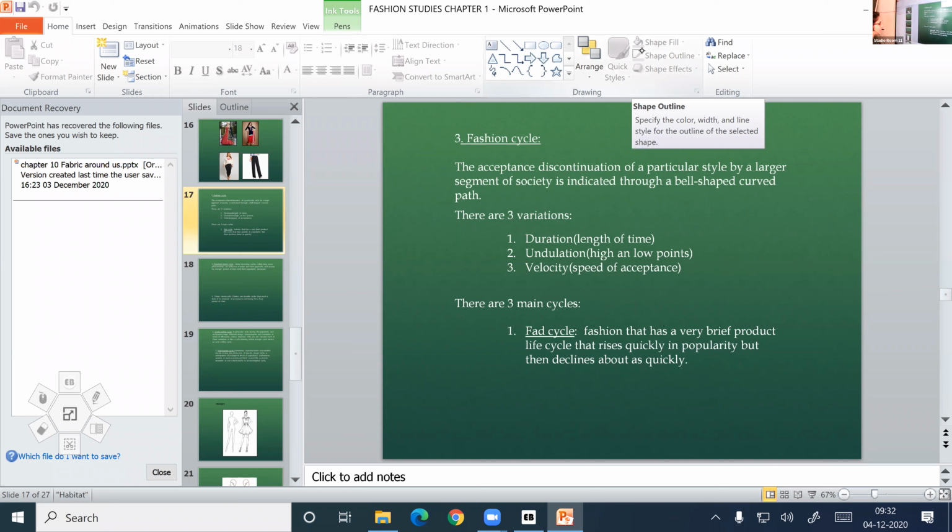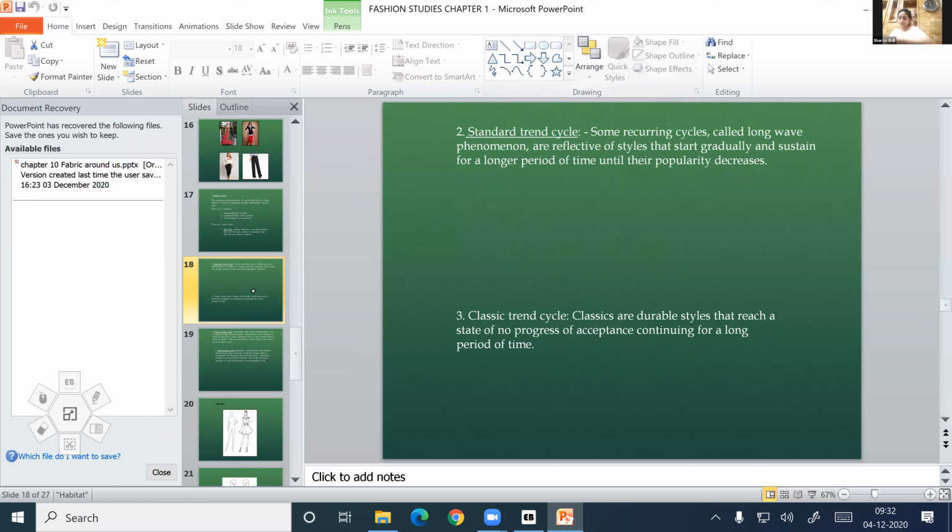So we are talking about the standard cycle. There are three main cycles in the fashion cycle: the fad cycle, the standard cycle, and the classic trend cycle. Those who were not in the last class, did you understand? Now, the standard trend cycle. Malavika, can you say what the standard trend cycle is?